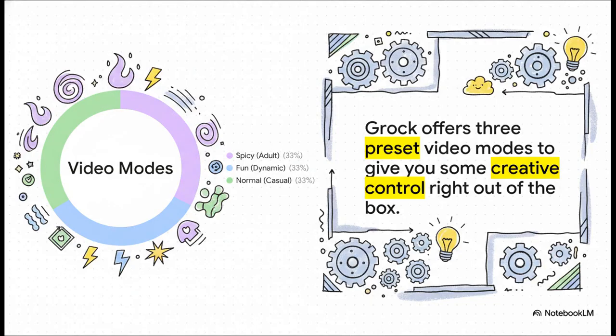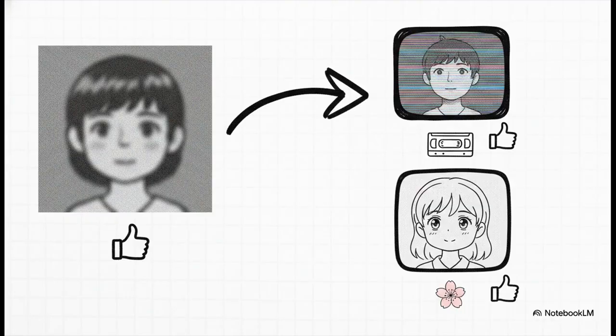And when it's time to animate your image, Grock gives you a few presets. Fun adds some dynamic movement, normal is for more subtle motion, and spicy leans into more adult themes. It's a pretty simple way to get some creative control without fiddling with a bunch of settings. And here's a little pro tip for you, especially if you're generating video from scratch.